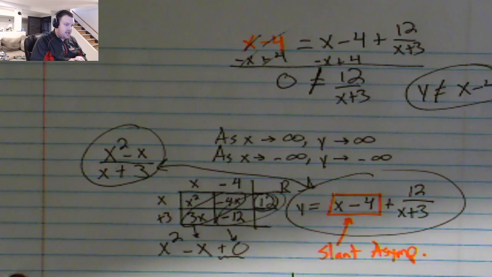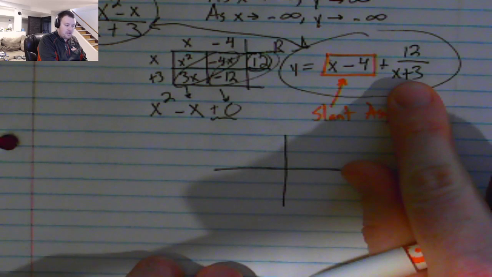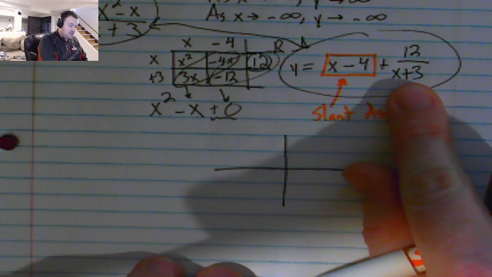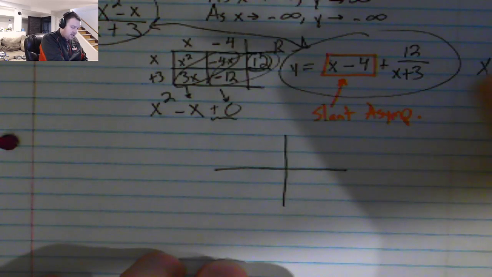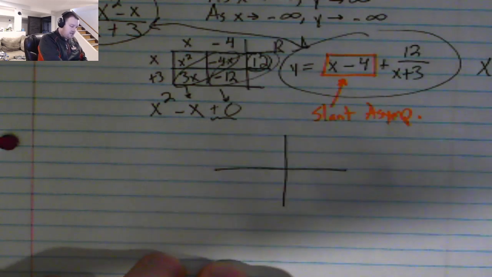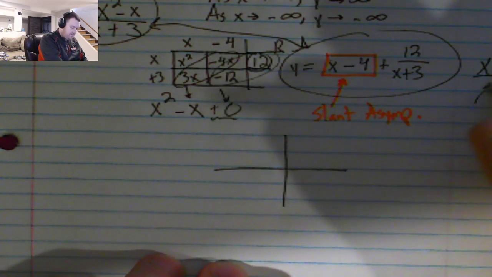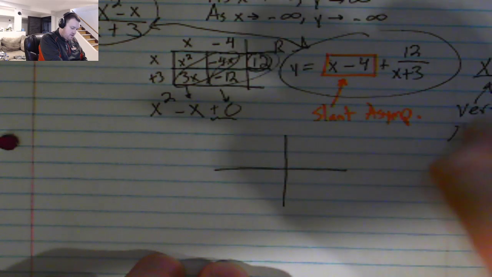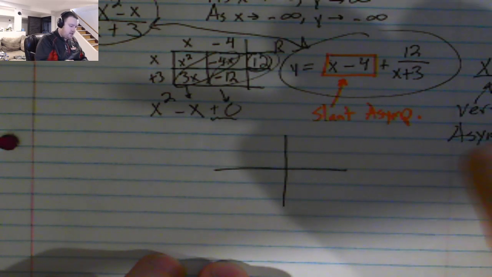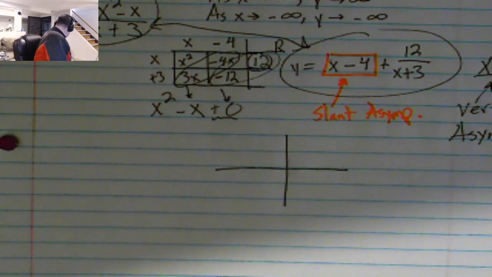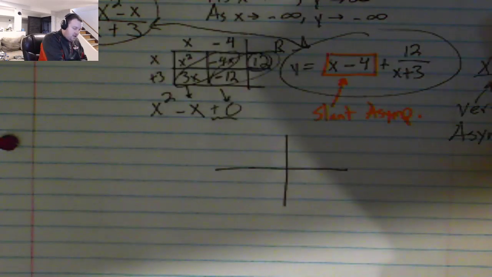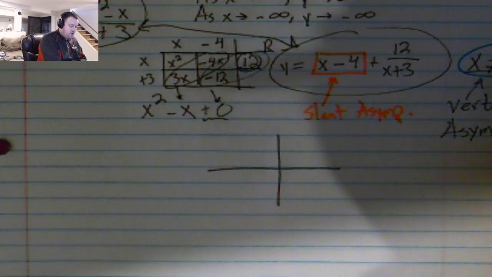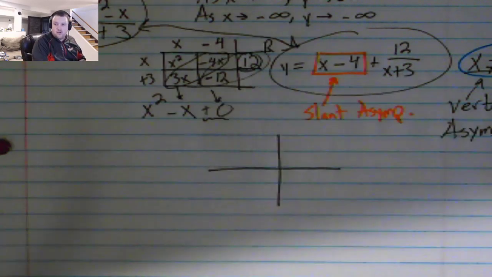So that's your slant asymptote. For the vertical asymptote, that just comes from this part of the fraction right here. Okay, x plus 3, x cannot be negative 3. Because if x is negative 3, then we're going to get a problem. If x is negative 3, then your denominator becomes a 0, and you can't have 0 in your denominator.